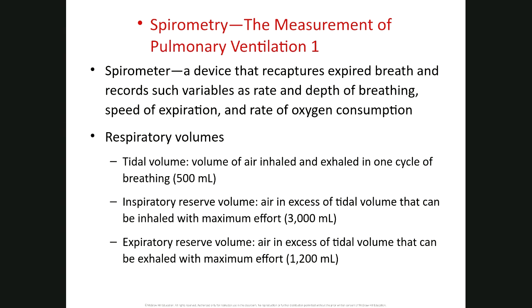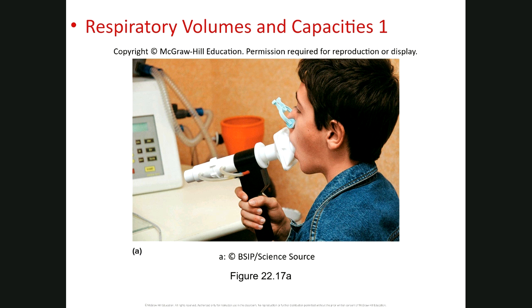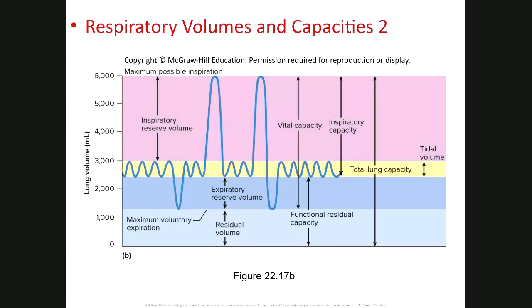But you will also have inspiratory reserve volume and expiratory reserve volume, and you can see them. Here's a patient using a spirometer, measuring the air that he can push out. Take a check on this graph here. This graph will show the one in yellow. If you follow the area in yellow, that's your tidal volume.